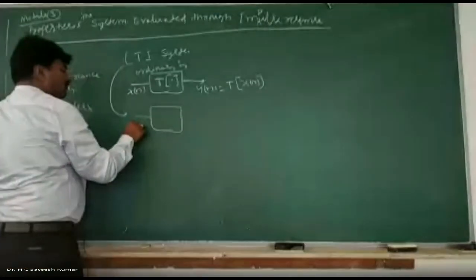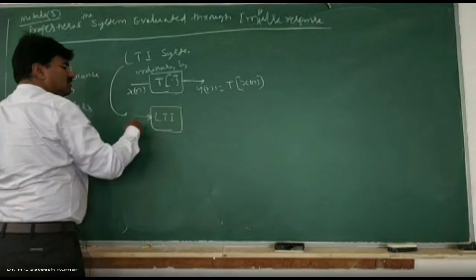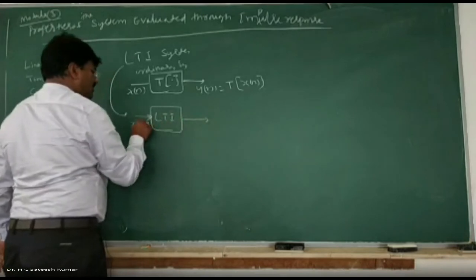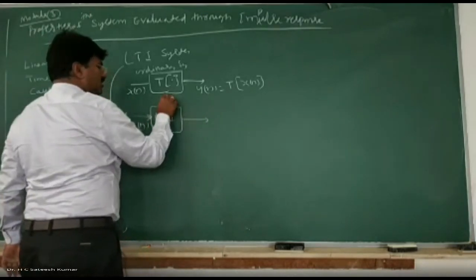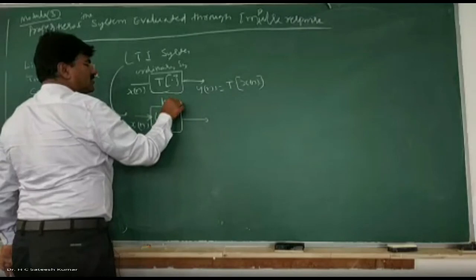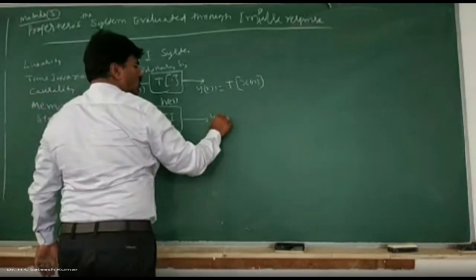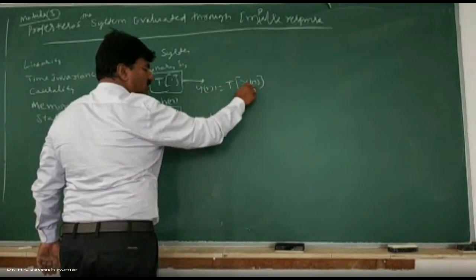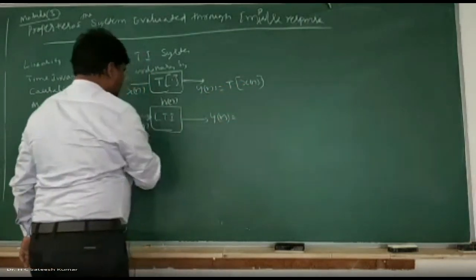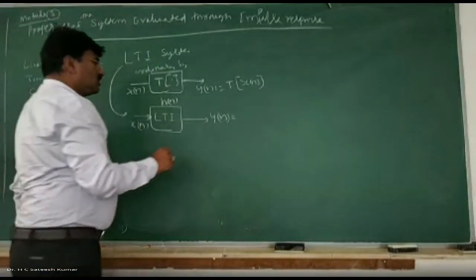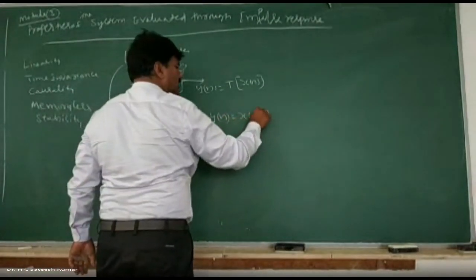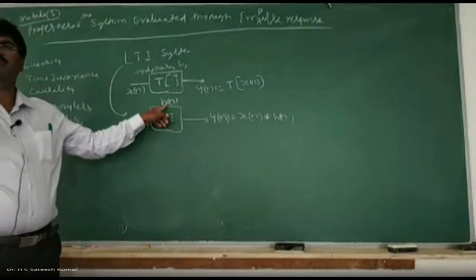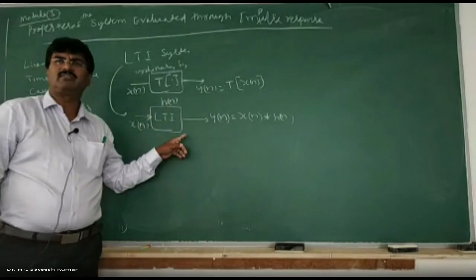But for an LTI system, LTI means what? The system has already satisfied two properties, linearity as well as time invariance. If x of n is the input, then for an LTI system the impulse response h of n is defined. The output y of n is the convolution of x of n with the impulse response h of n. Impulse response is defined only for LTI systems.